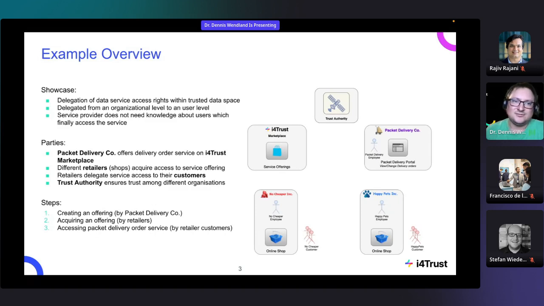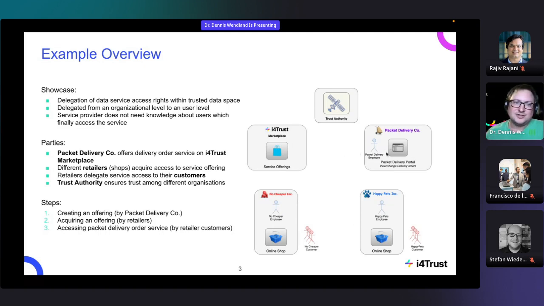And these should be delegated from an organizational to a user level, where the actual service providers will not need to have any knowledge about the actual users which finally will access the service. There are different parties involved in our data space here, which you can also see on this diagram.